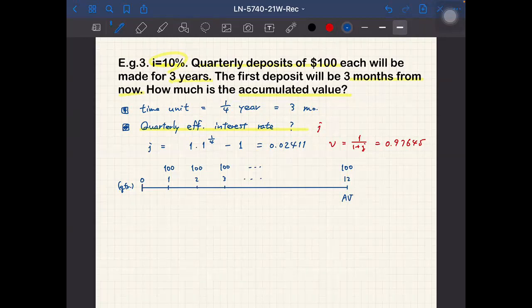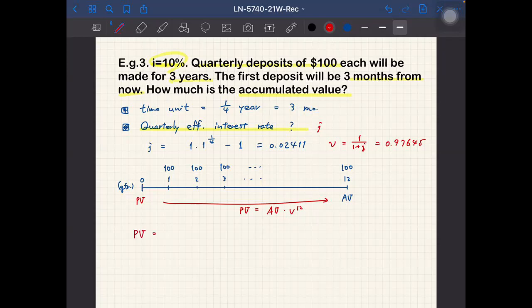There are several ways, and we can directly calculate this. But for now, maybe we want to calculate the present value first. Then after that, we can get the accumulated value. The present value is the accumulated value times v to the power 12. So once you get PV, we can get AV, the accumulated value. So we calculate the present value first.